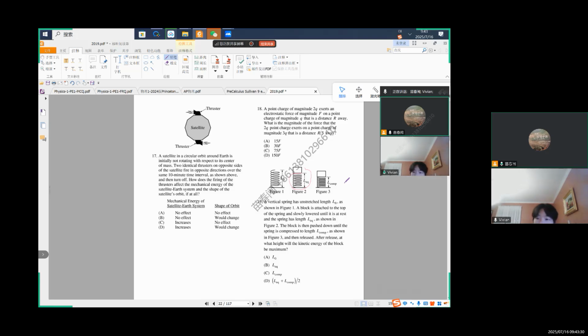Okay, yeah, that's what I was thinking. So I have to choose B, right? Okay. Then they said the block is then pushed down until the spring is compressed. Oh, even if you push, the energy is still conserved.